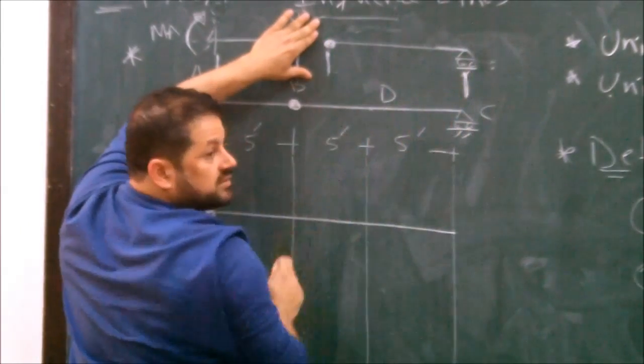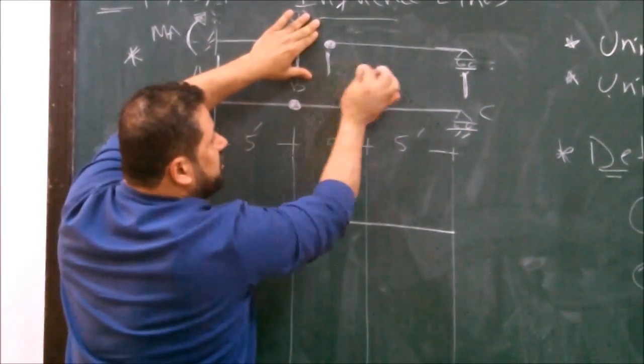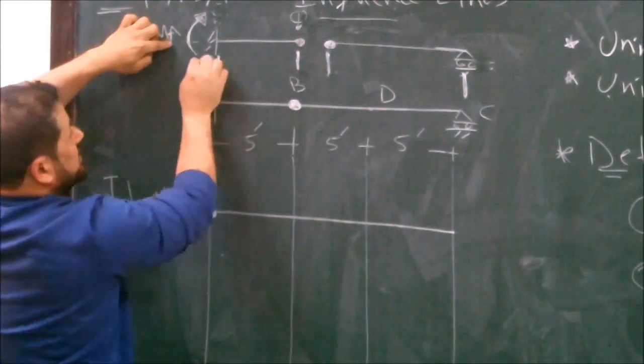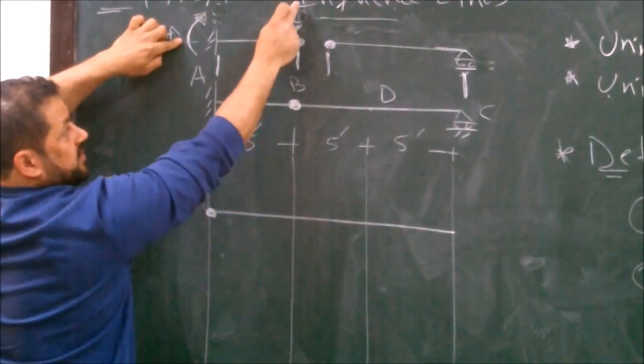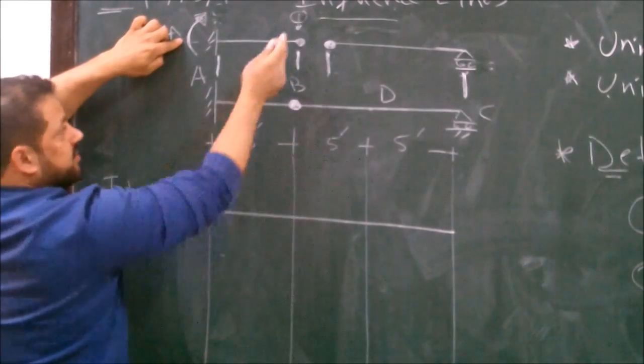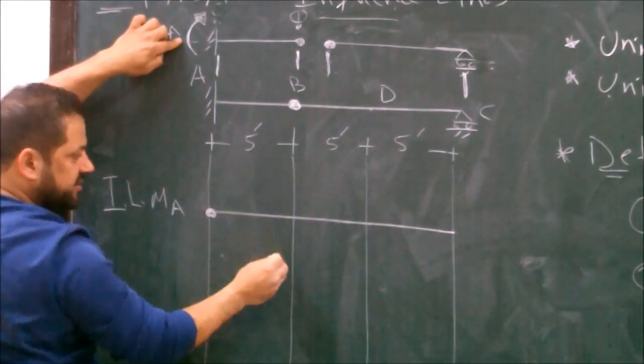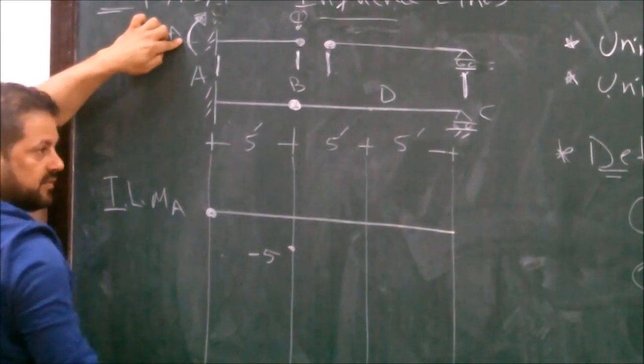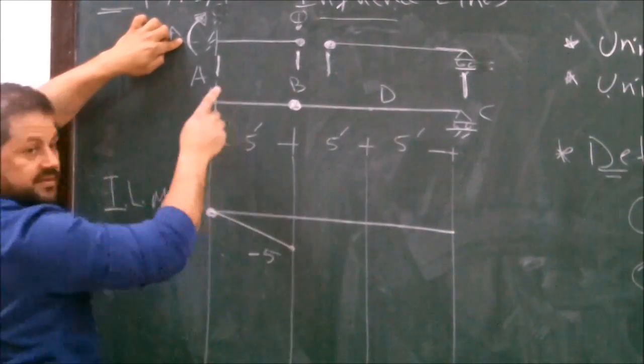Both are zeros. So this is 0 and this is 0. So how much this one? 0. So how much the moment? Minus 5. 1 times 5, minus 5. So it's minus 5. And we know this one is a straight segment.